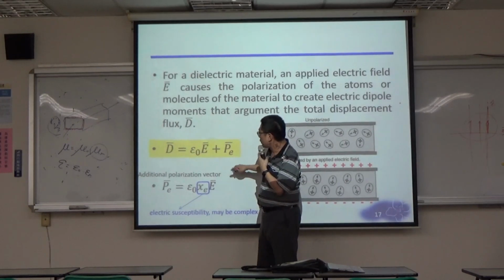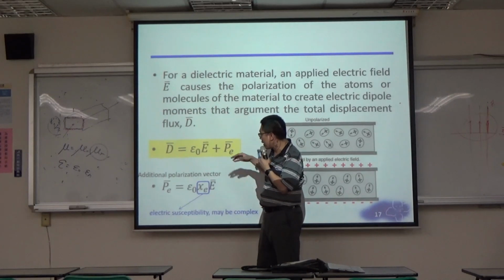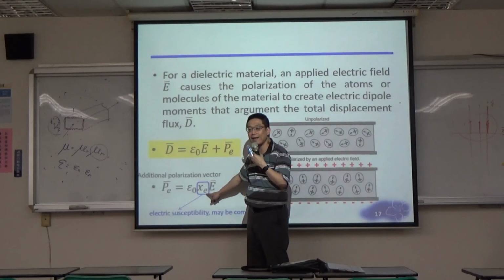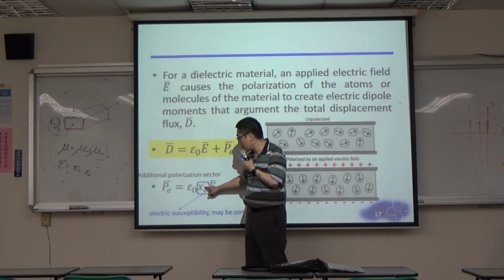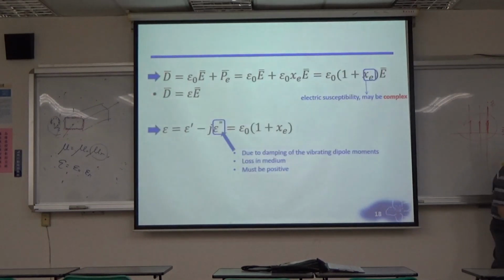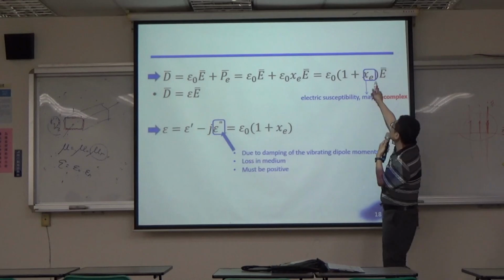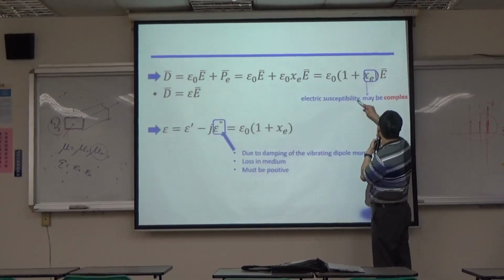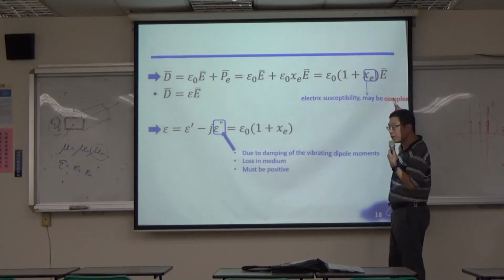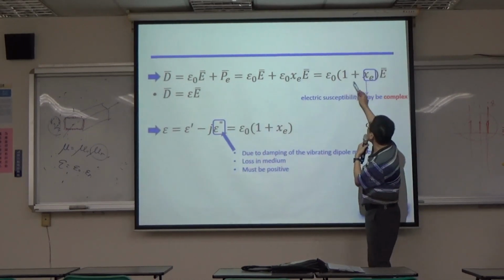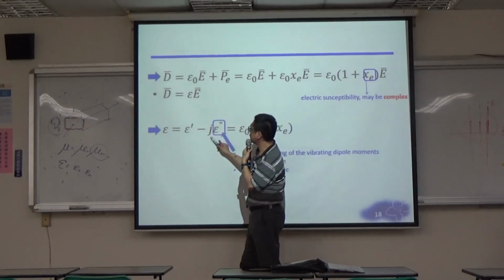And your P_E, you can define as your original term multiplied by chi_E. We call this chi, some term multiplied by epsilon 0. You can reorganize it because you have something different. We call this the electric susceptibility. And this term can be complex, not only a real number, but it also has an imaginary part.